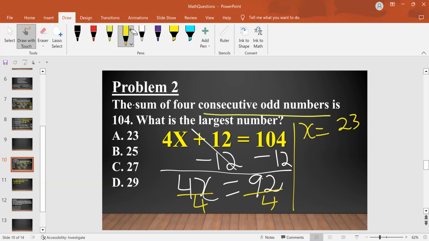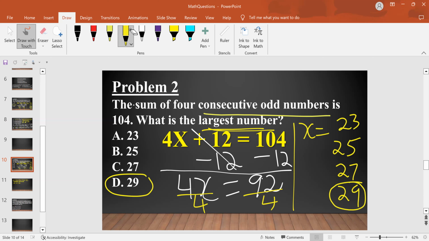Now, the next odd number will be what? 25. It's not going to be 24 because they say odd number. They don't say even number. They don't say consecutive number. They say consecutive odd number. So we have 23, 25, 27, 29. So you have 4 consecutive odd numbers. But here the question is to find the largest number, and that largest number here is 29. Therefore, the correct choice is D.